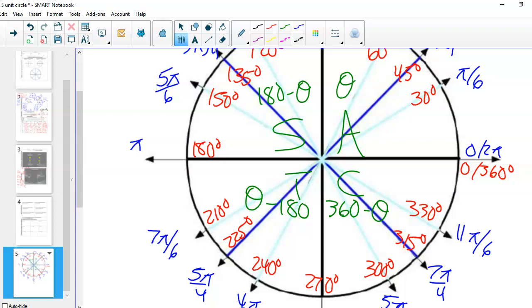So in the fourth, only cosine is positive; in the first, all are positive. A is all, and then theta. Yes, just making sure. And then all of them.